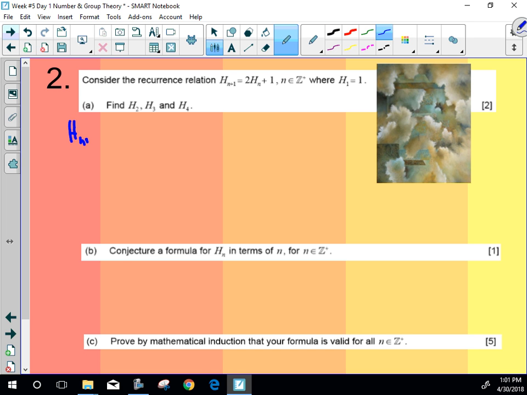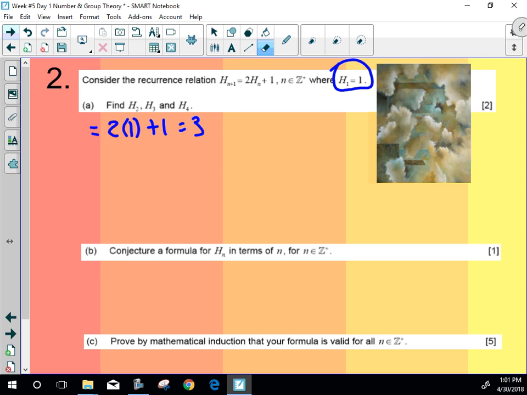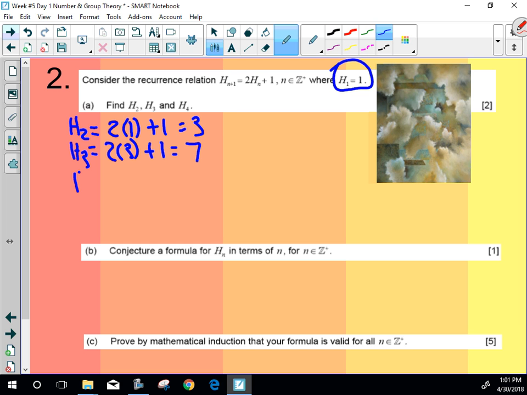H of n plus 1 is 2 times the previous plus 1. Well, they're saying h1 is 1, so this couldn't be simpler. 2 plus 1 is 3, so this is h of 2. H of 3 is going to be 2 times 3 plus 1, which is 7. H of 4, 2 times 7 plus 1 is 15. Those are the answers you're looking for in part A.